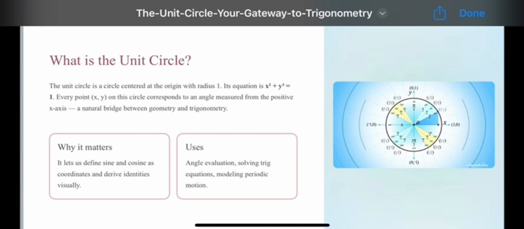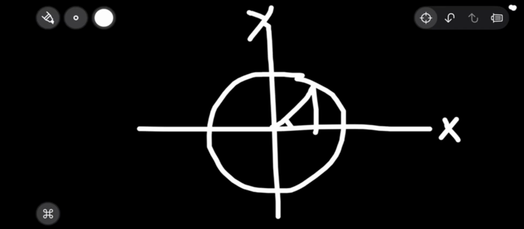It lets us define sine and cosine as coordinates and derive identities visually. The uses include angle evaluation, solving trig equations, and modeling periodic motion. The unit circle can help you see the relationship between the sine and cosine coordinates of angles, along with the measurement of angles in radians.